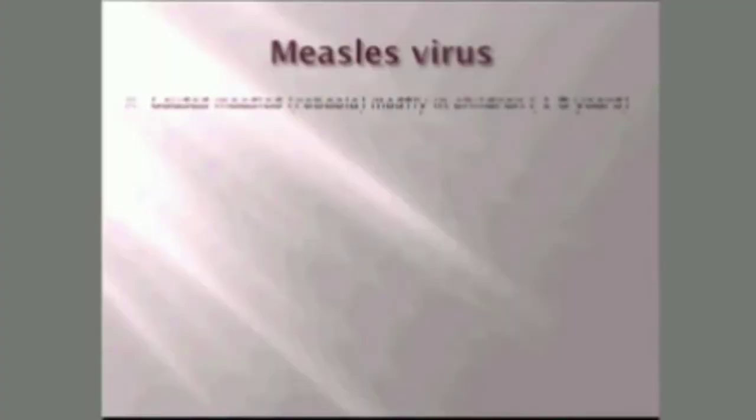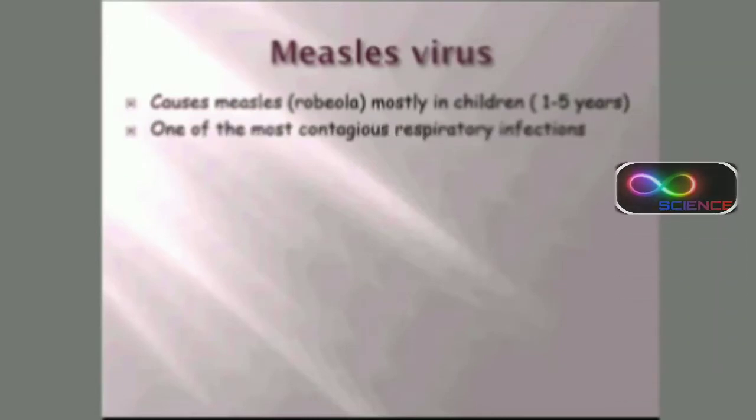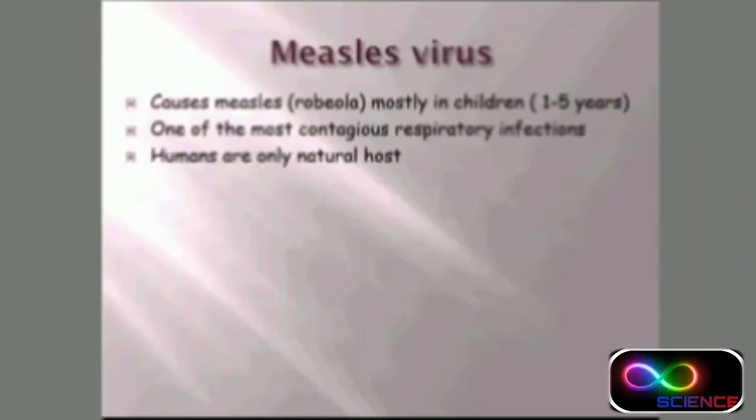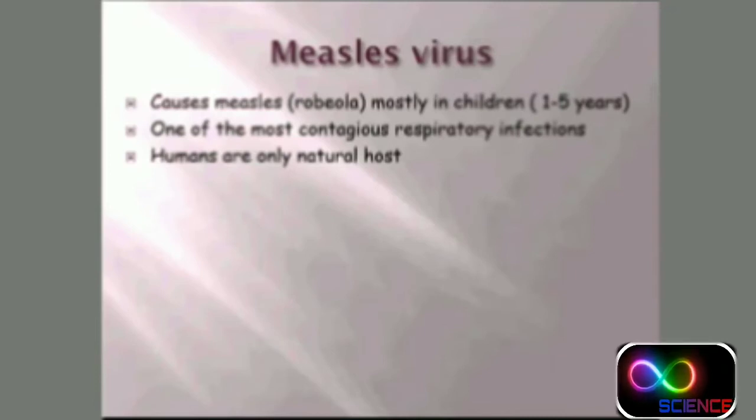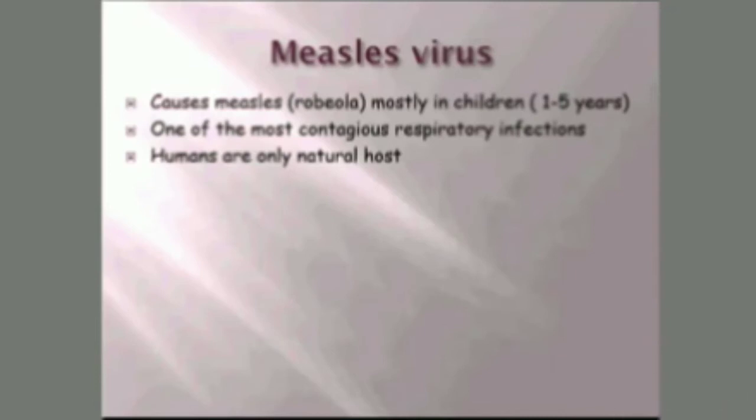Measles virus causes rubeola, and it is mostly seen in children of 1 to 5 years of age. It is one of the most contagious respiratory infections. The route of transmission is the respiratory tract, but it has presentation over the skin. So it has systemic manifestations, but the route of infection is the respiratory tract.